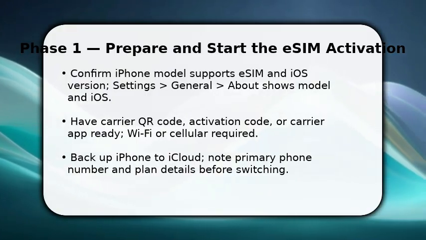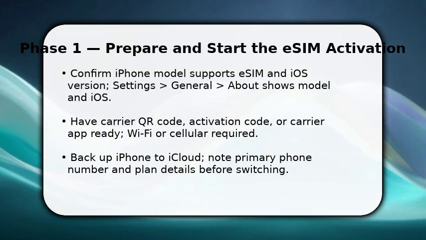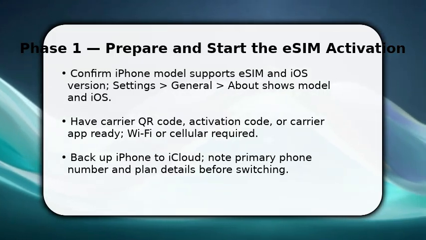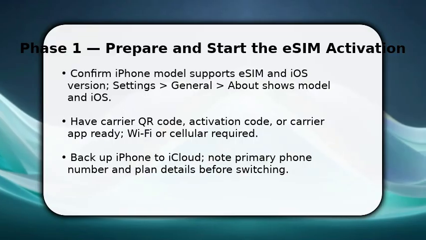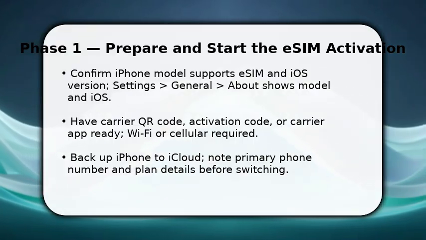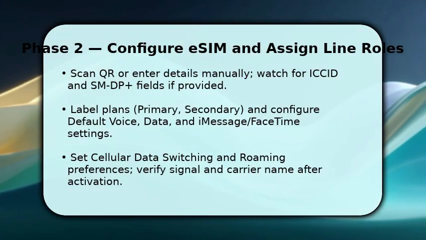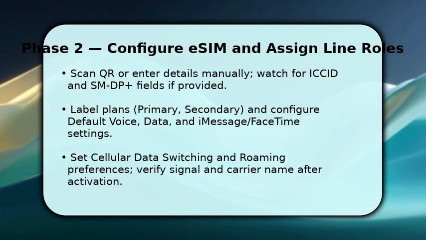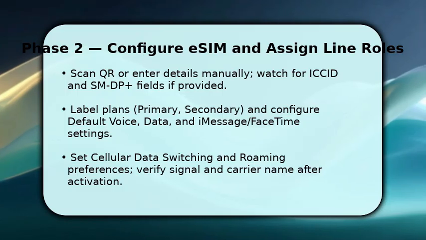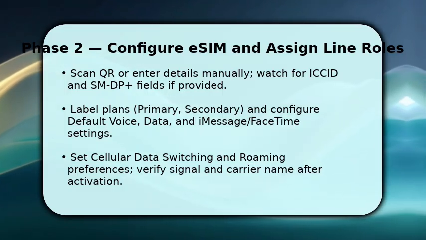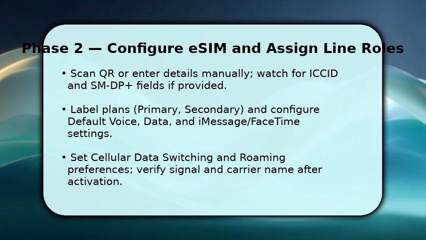Once done, go to Settings, tap Cellular, then add Cellular Plan. This begins the import process. Follow on-screen prompts and make sure you have the carrier details handy. You scan the QR or enter the eSIM information manually when prompted, and wait for the carrier to provision the plan. Then, label the line so you can tell primary from secondary.